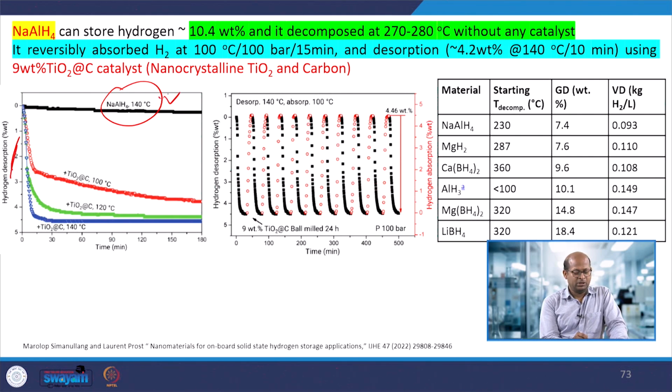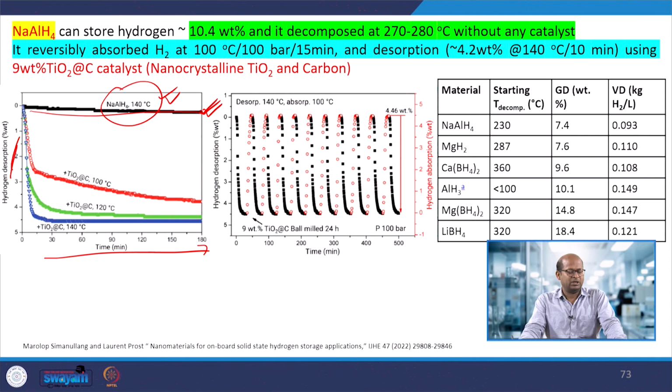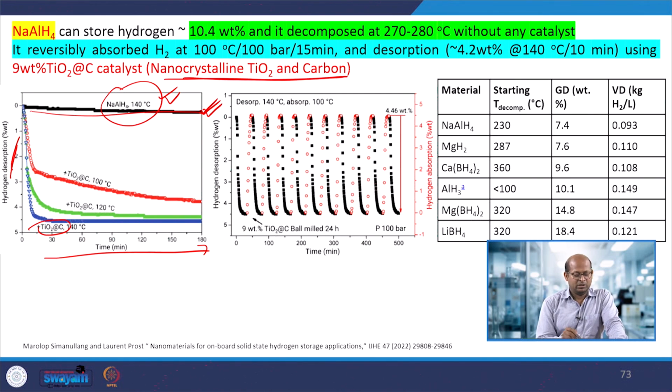When only sodium aluminum hydride was used at 140 degrees centigrade, it can release very low amounts of hydrogen, up to 180 minutes. You can see the amount of hydrogen storage or desorption is very low. So when we use titania carbon nanocrystalline materials with this, meaning we use sodium aluminum hydride, NaAlH4, with the TiO2 carbon composites.